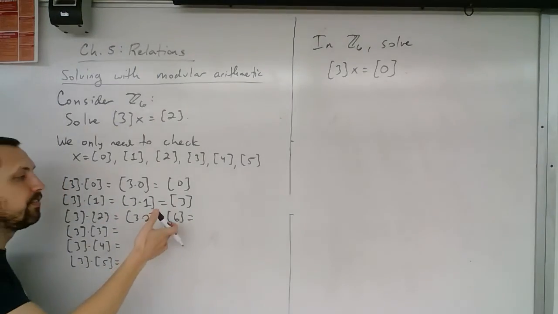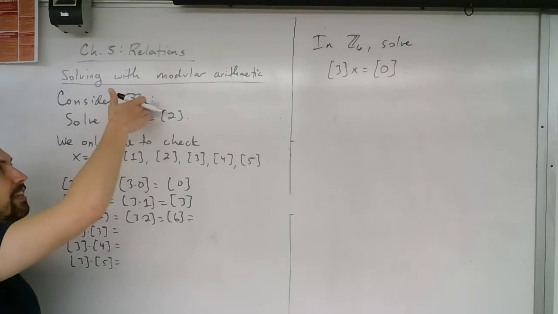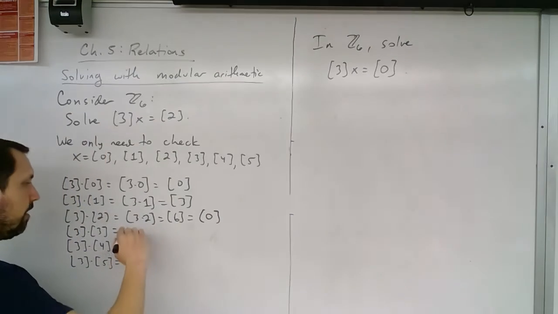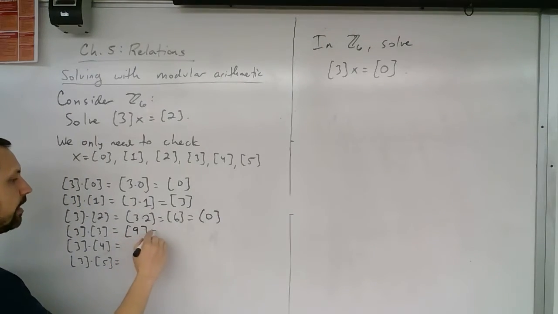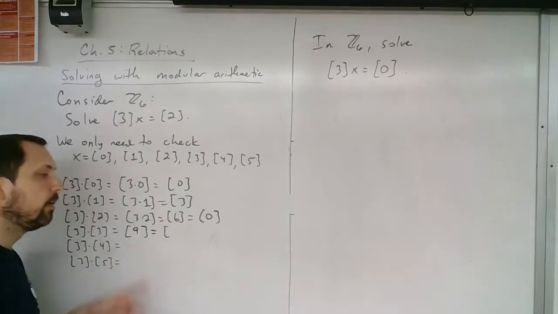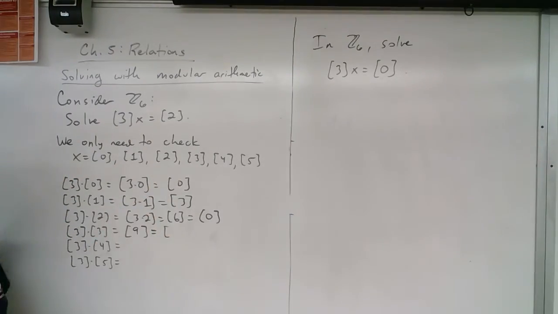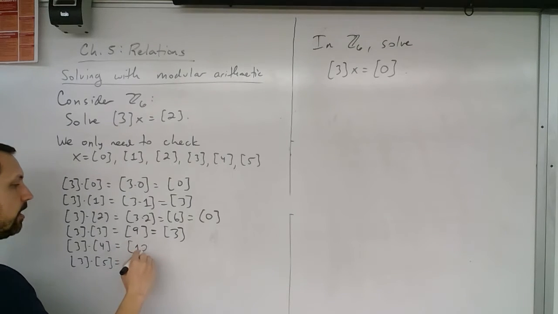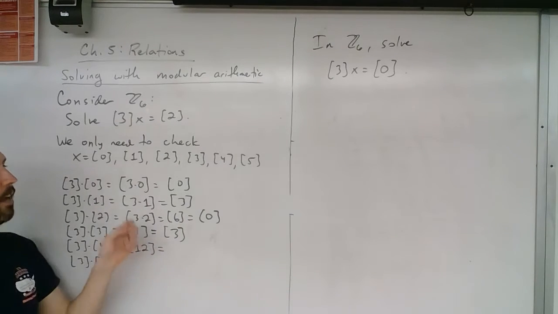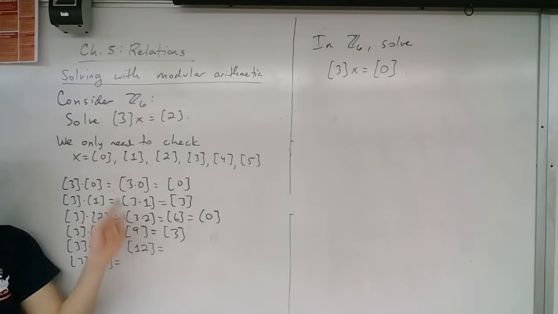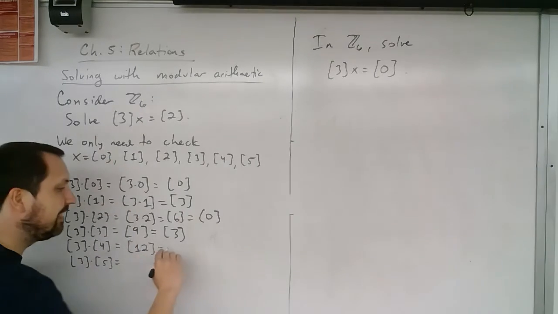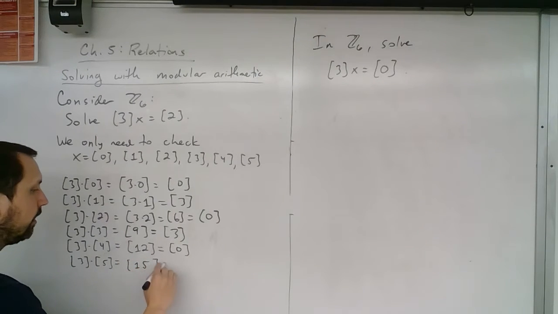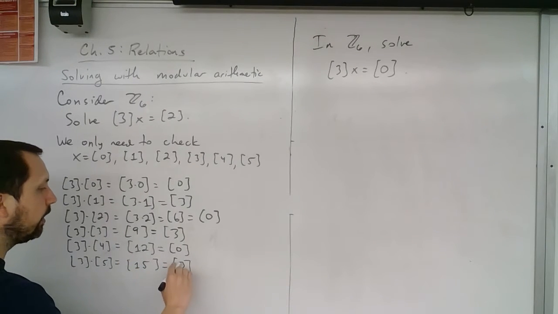Well, the remainder of 6 when you divide it by 6 is going to be 0. So this is going to be 0. If I do the same thing here, now this is the relation class of 9, but bringing this back into this realm, this is now going to be 3. This is going to be 12, but again, what's the remainder when I divide by 6? I get 0. And then here I'm going to get 15. What is the remainder? I get 3.